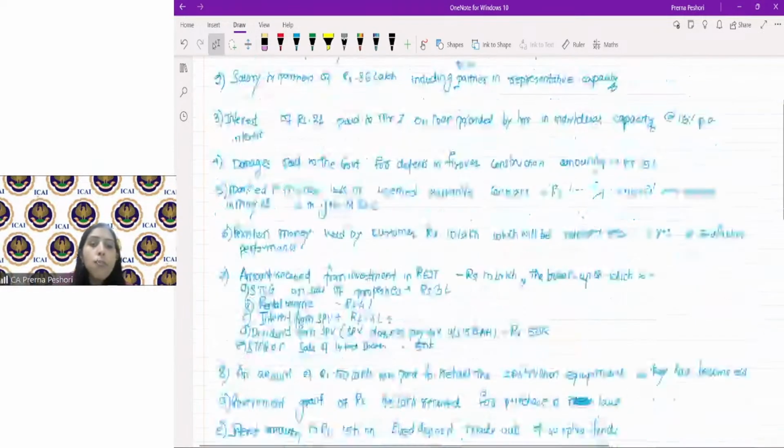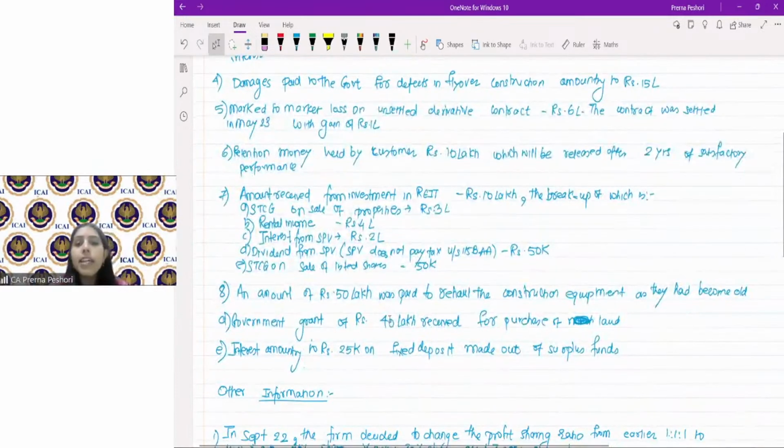An amount of rupees 50 lakh was paid to overhaul the construction equipment as they had become old. Government grant of 40 lakh received for purchase of land. Interest amounting to 25,000 on fixed deposit made out of surplus fund.